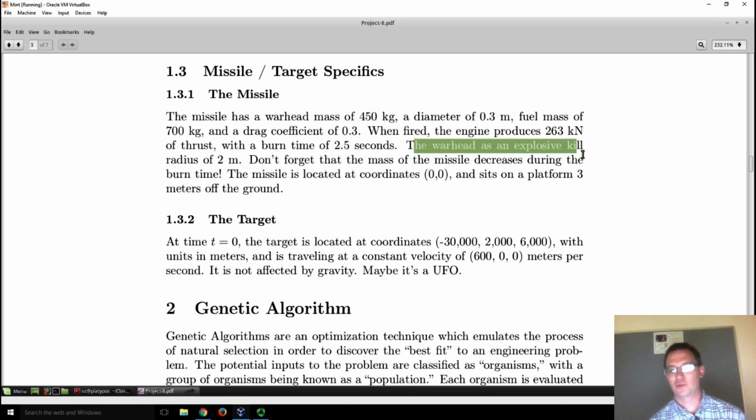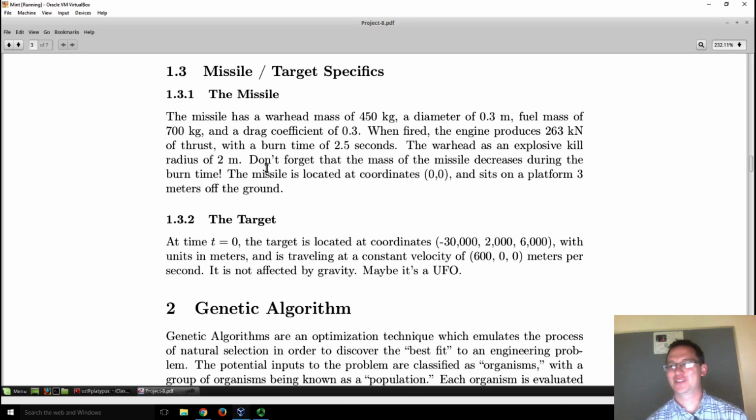The warhead has an explosive kill radius of 2 meters, so we have to get this thing really close. I don't know if that's realistic or not either. But if you make it bigger, then we have a problem that's too easy to solve.